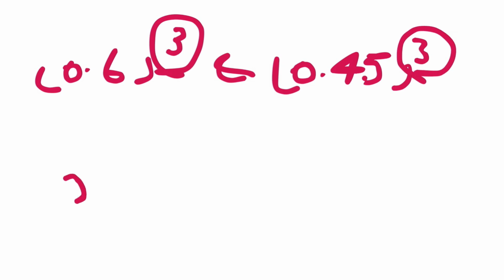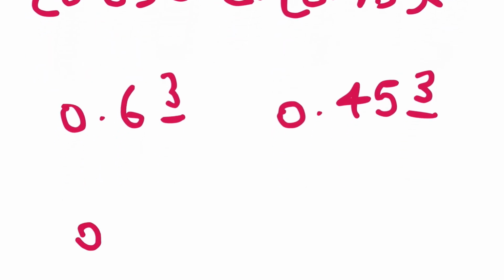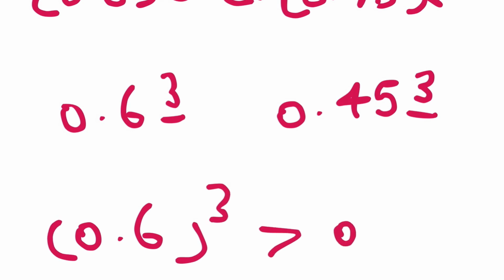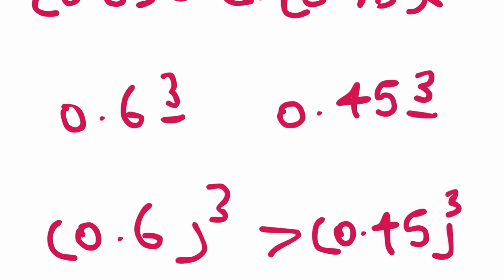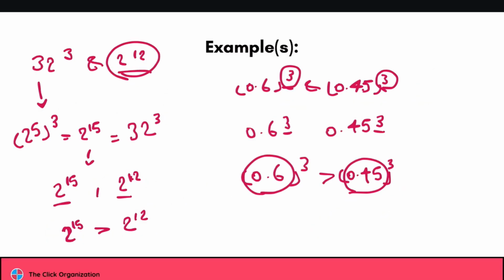All I need to do is bring them into a competition and see. Because we have the same exponent, we know that the larger base makes the greater number. So we know that 0.6 to the power of 3 is greater than 0.45 to the power of 3, as 0.6 is greater than 0.45 as a number. So these were the examples.